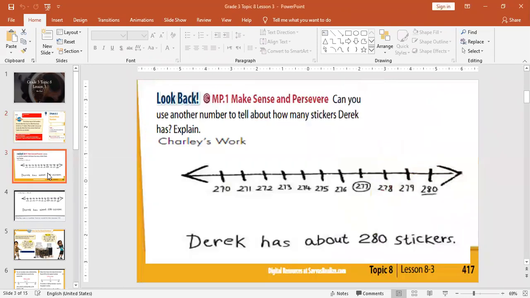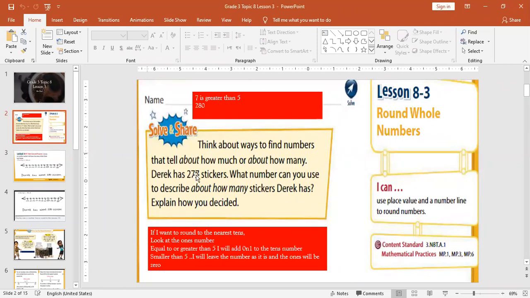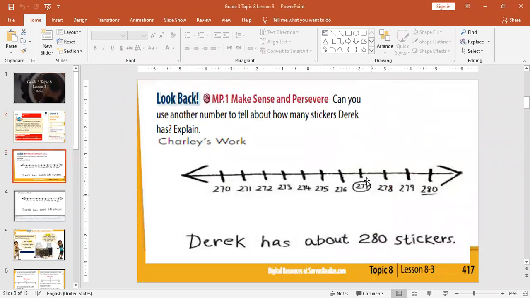In this page, it is page 417. Think about ways to find numbers that tell about how much or about how many. Derek has 277 stickers. What number can you use to describe about how many stickers Derek has? So here I have 277 and I want to round it. So let's remember the rule of rounding. If I have 277 and I want to round it, I will look at the tens number, then the ones number.